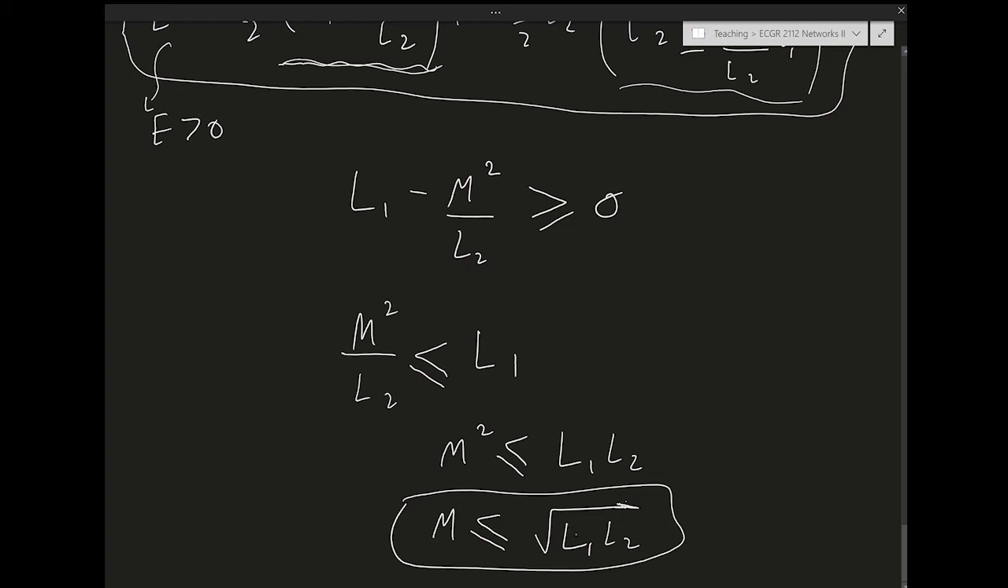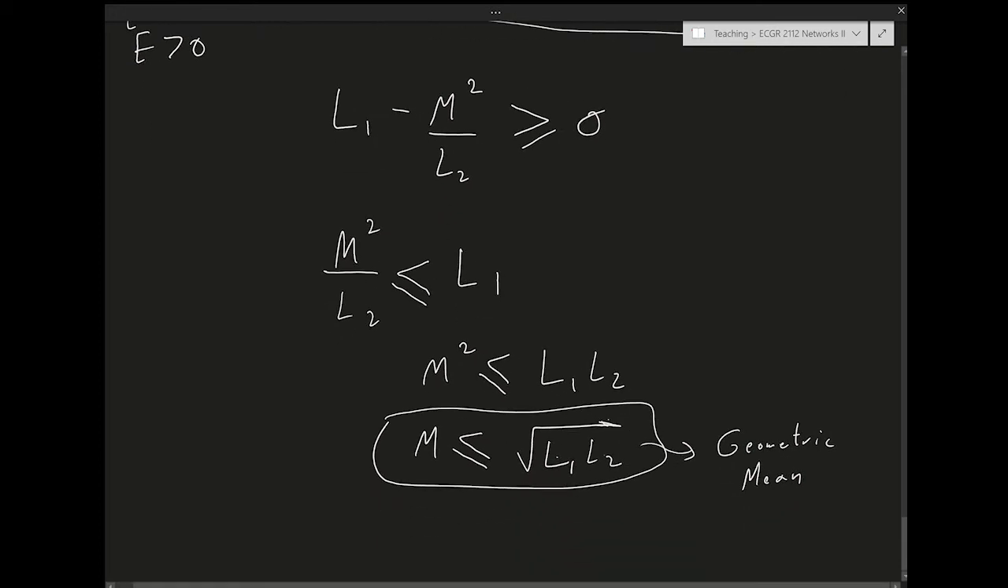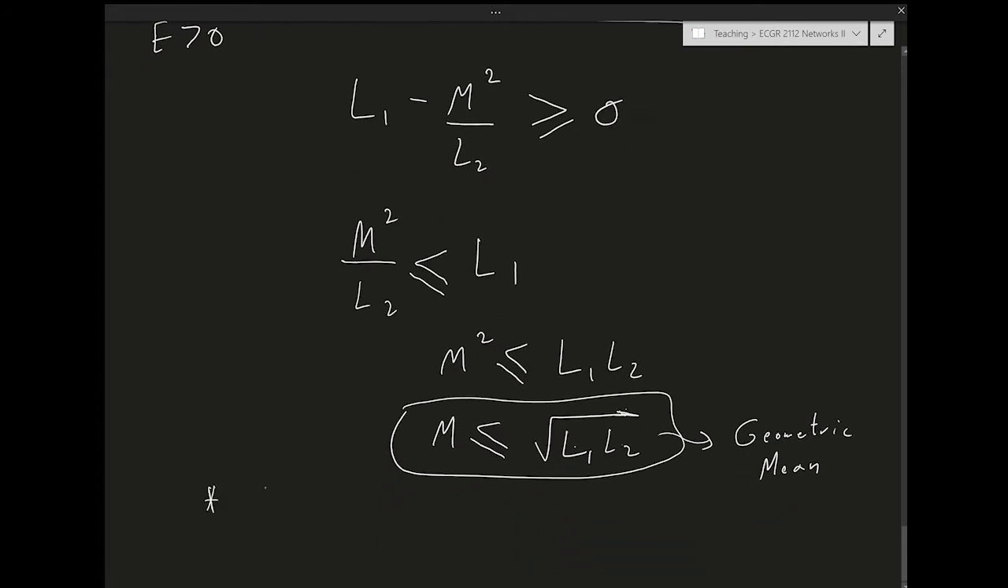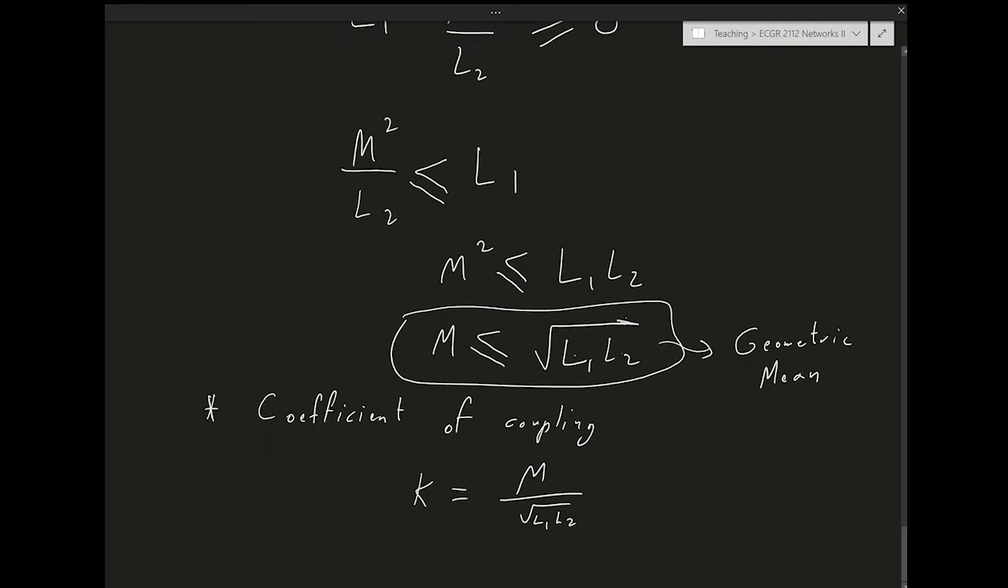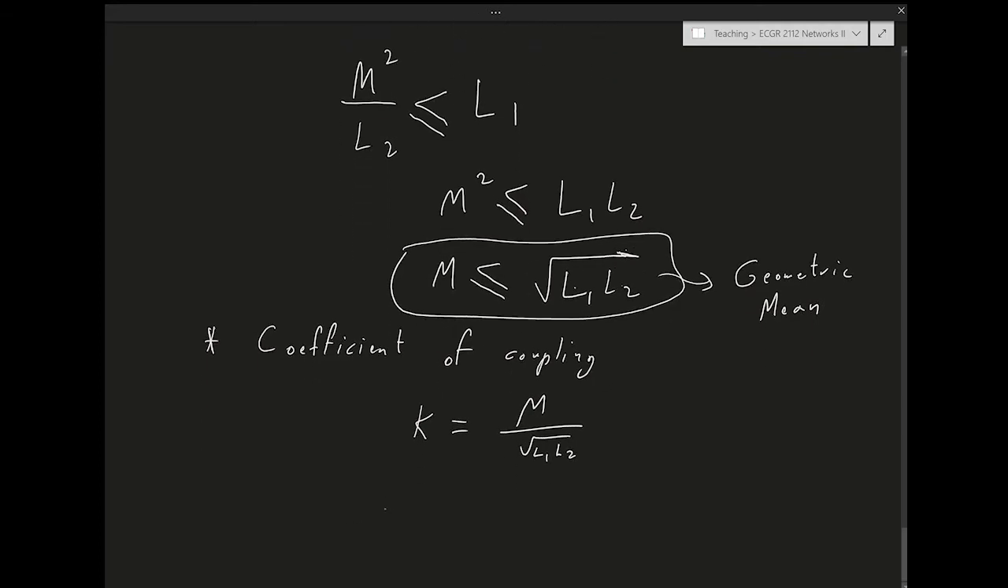So this kind of thing, where you take L1 times L2, multiply two numbers together, and take the square root, is called the geometric mean. Right? M has an upper bound, which is the geometric mean of L1 and L2. This allows us to introduce a new constant called the coefficient of coupling, which is just defined as k equals M over the square root of L1 L2. Or another way of writing it is that M equals k times the square root of L1 L2.